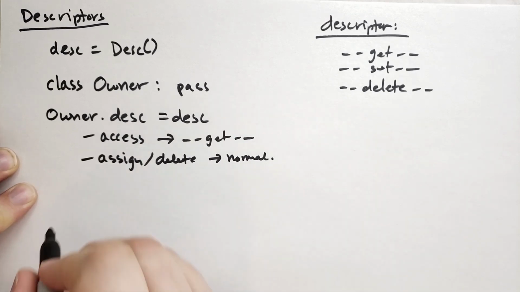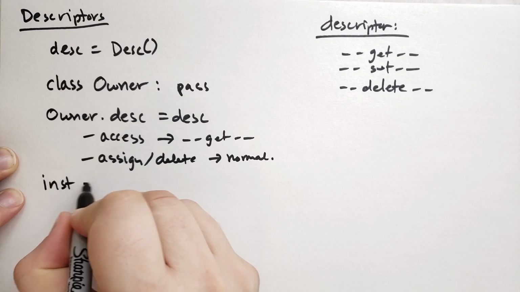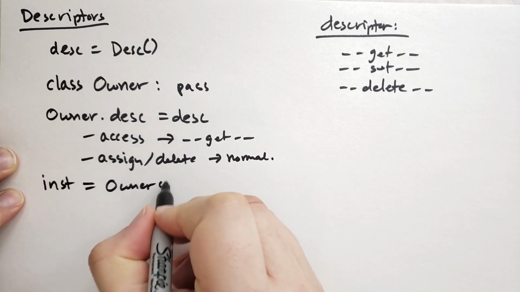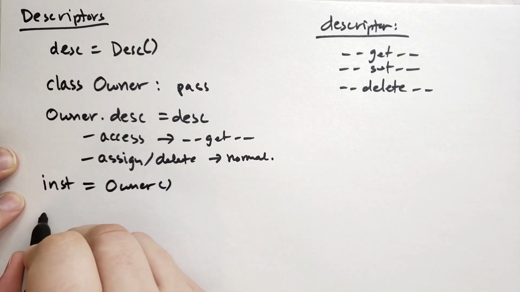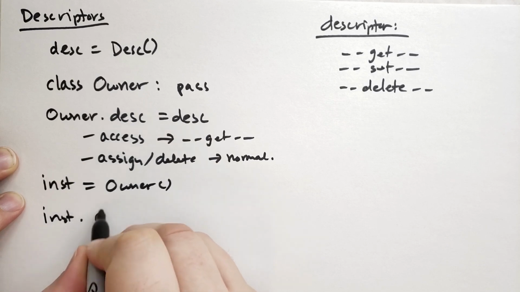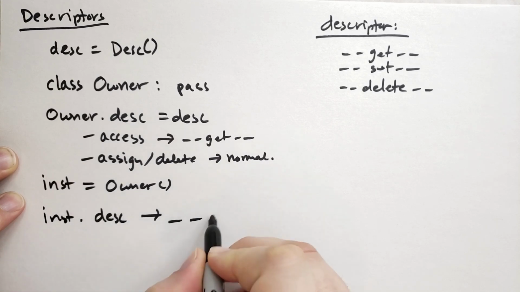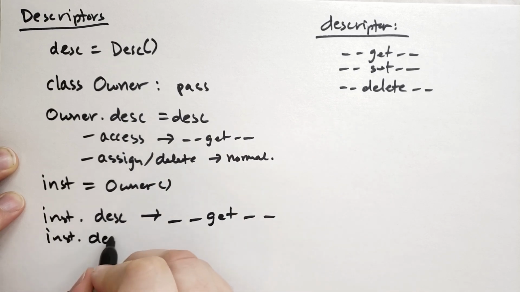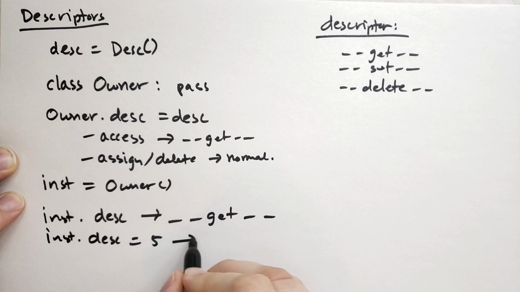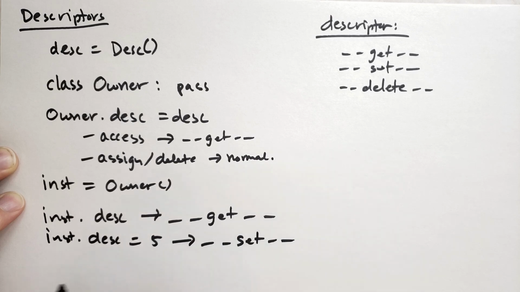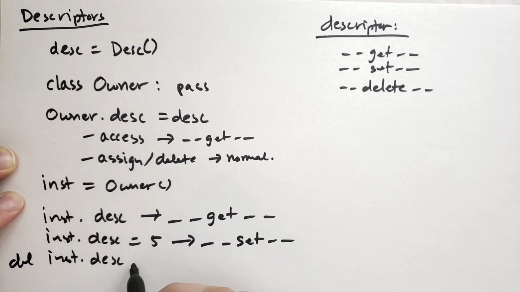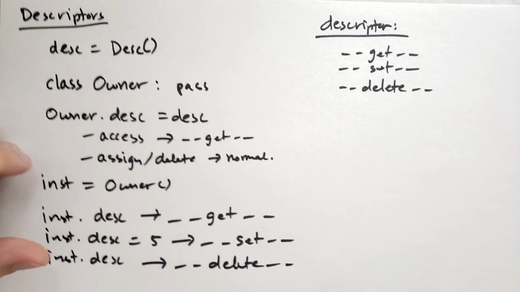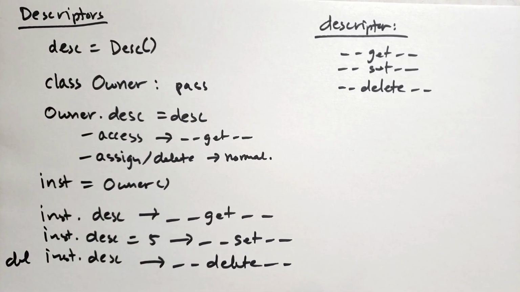And it gets even more interesting if you have an instance of that Owner class. Okay, now instance.desk will instead call __get__, and instance.desk equals, let's say some number like 5, is going to call __set__ instead. And if we delete instance.desk, this is going to call __delete__ instead. Okay, so that's the behavior of descriptors.